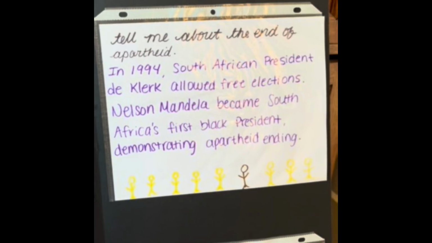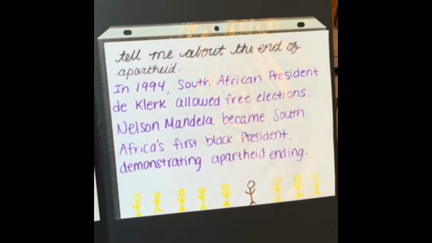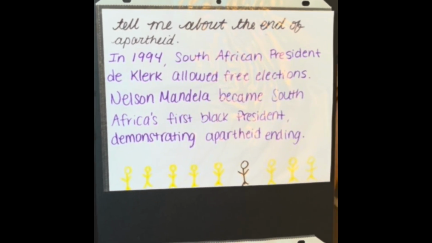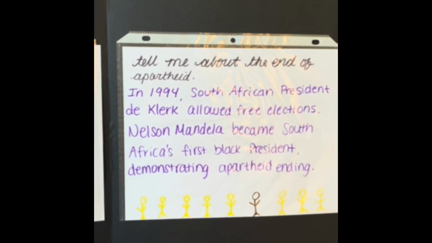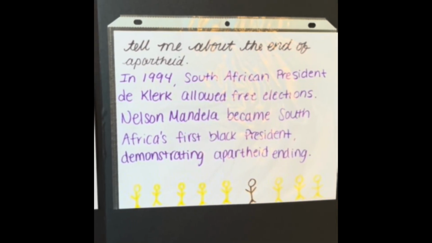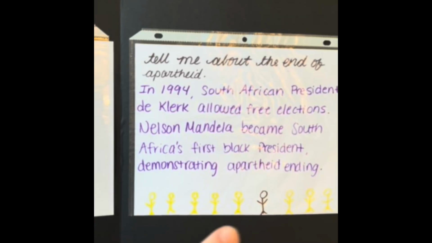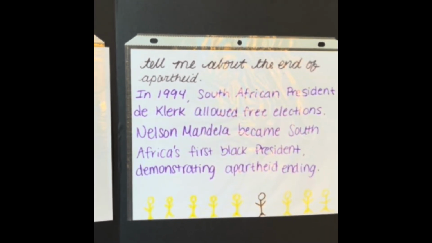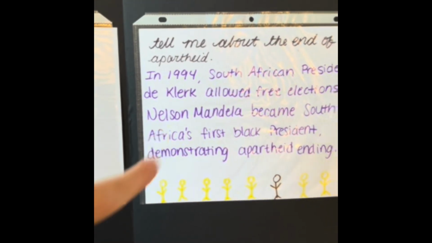Right. History, which I don't have a title for. Tell me about the end of apartheid. In 1994, South African President de Klerk allowed free elections. Nelson Mandela became South Africa's first black president, demonstrating apartheid ending. And as you can see here, I drew the one black man and all the white people. So in 1994, they had their first free election, and the first black president became President Nelson Mandela.